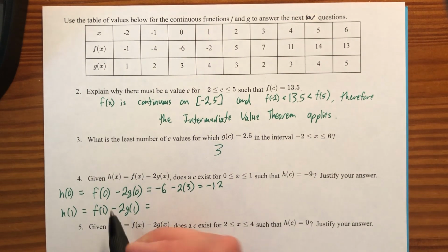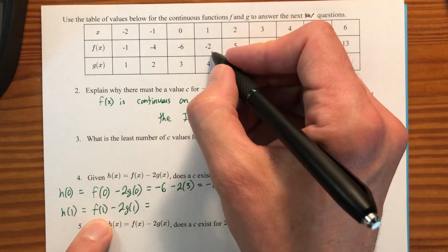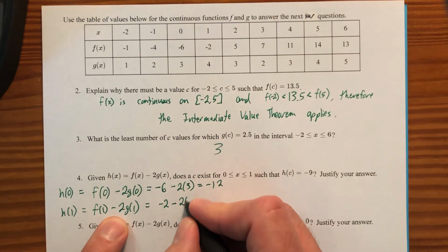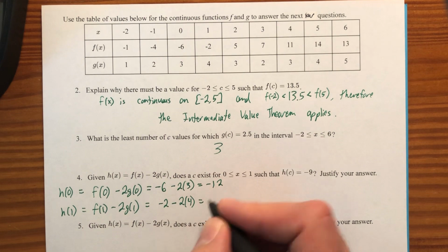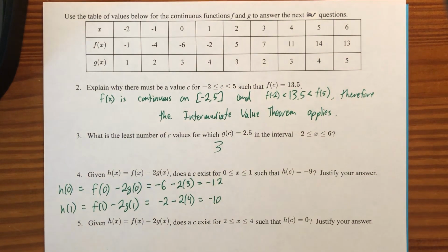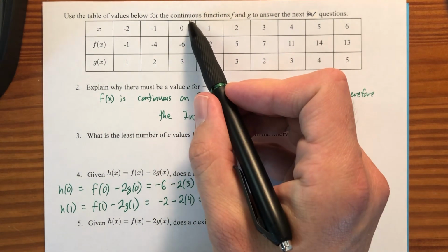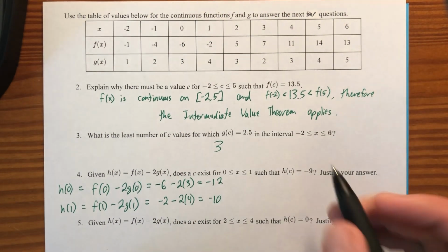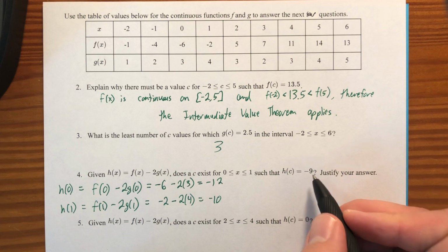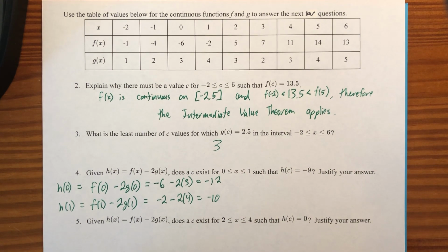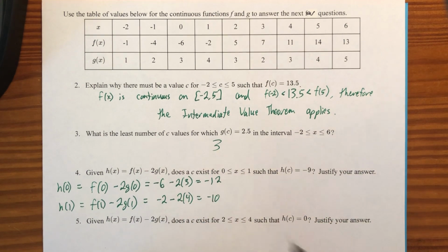Okay, so far so good. Let's plug in a 1 for F, and I get a -2. And then we're going to subtract 2 times G of 1, and that's 4. And that's going to give me -10. Okay, we have continuity. Definitely guaranteed continuity because of continuity. But is -9 in between -10 and -12? No, it's not. So given that, does a C exist? Maybe so. Maybe it does, but I can't guarantee it.